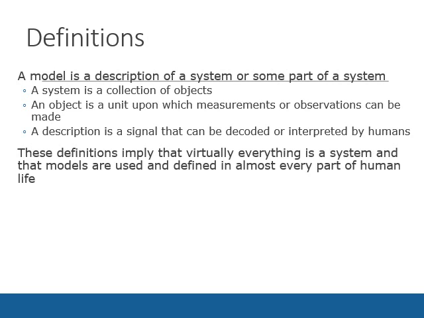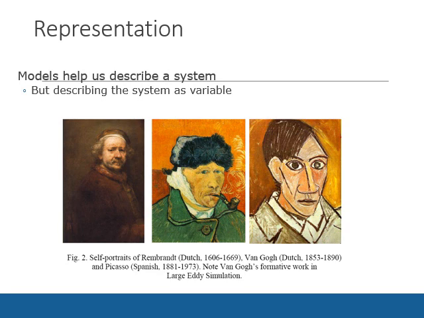These definitions imply that virtually everything is a system and that models are used and defined in almost every part of human life. Models help us describe a system, but describing a system can be variable. We can look at these three portraits as an example. If we look at the portrait on the left, it looks very similar to reality, but as we move to the right, the pictures become more abstract. So the way that each artist is modeling their subject is variable, and that is much like the systems that we use in science.